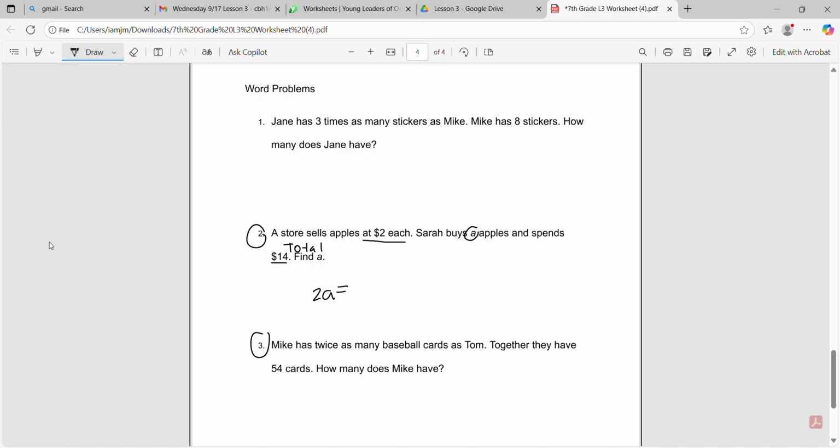And then she spent a total of $14. So we'll do a total of 14. So find A. To solve this, we'll divide first. Then we'll get our answer. A equals 7, which means Sarah bought 7 apples in total.